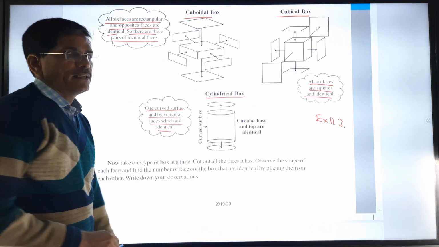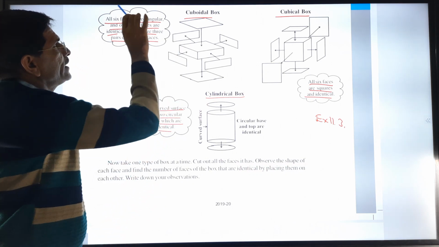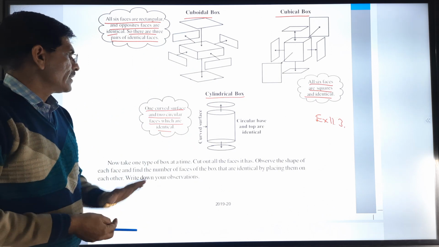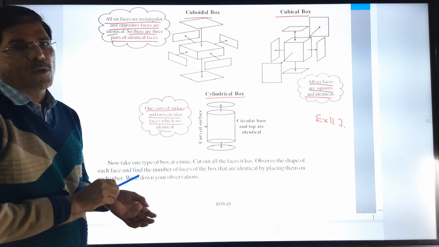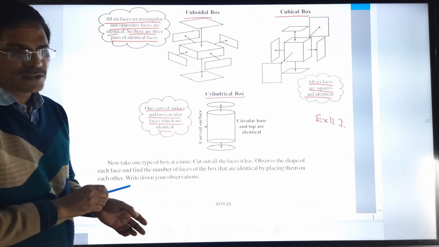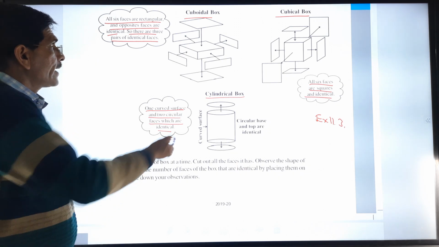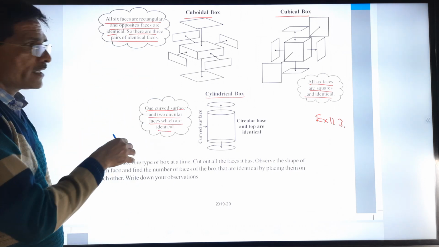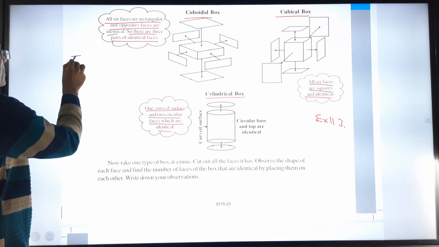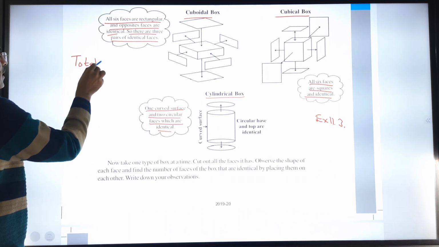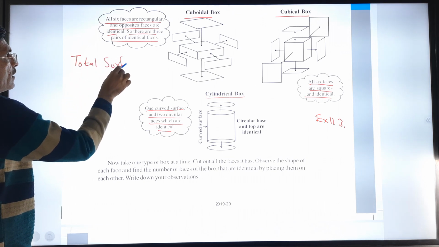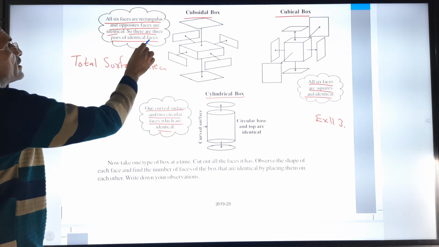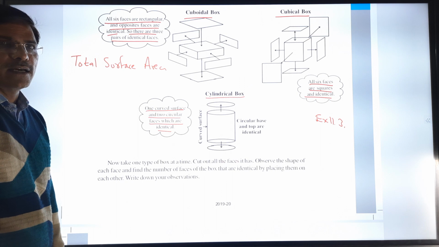The important thing is how we can find the cuboidal box area, the cubical box area, and the cylindrical box area. We are discussing the area today. Now if I want to find the cuboidal box total surface area, in total surface area, as we have already discussed, there are 3 pairs of identical faces.